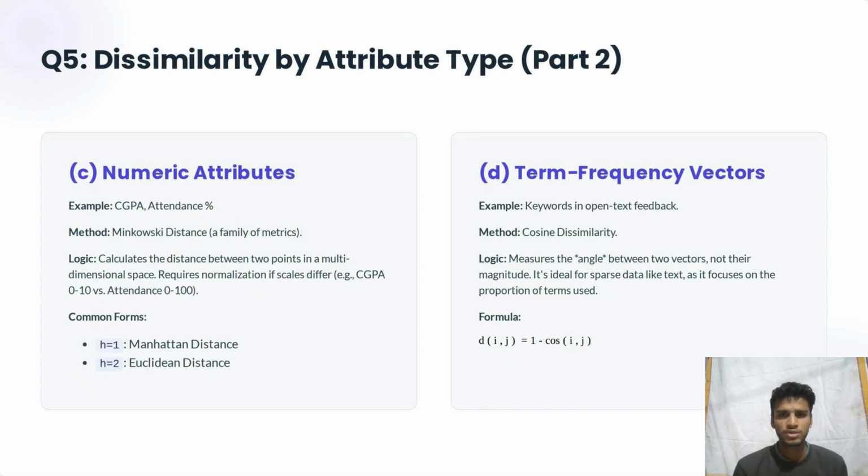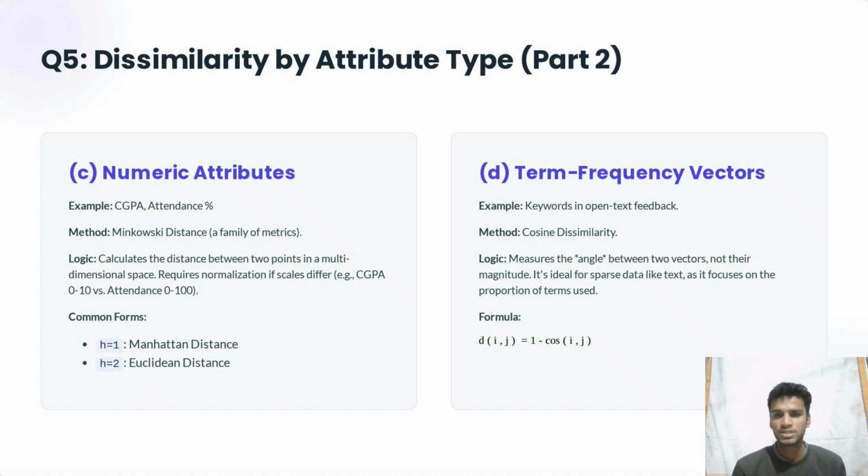Dissimilarity by attribute type: numeric attribute. Example: CGPA, attendance. Method: Minkowski distance. Logic: calculate the distance between two points in multi-dimensional space; it requires normalization if scales differ. For example, CGPA 0 to 10 versus attendance 0 to 100. Common forms: Manhattan distance, Euclidean distance.